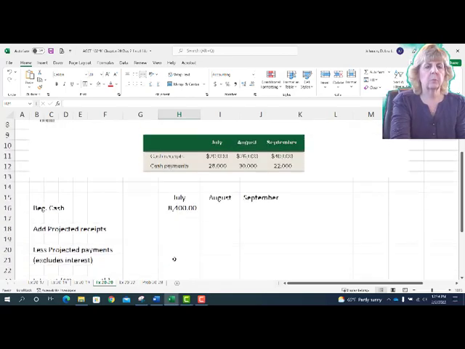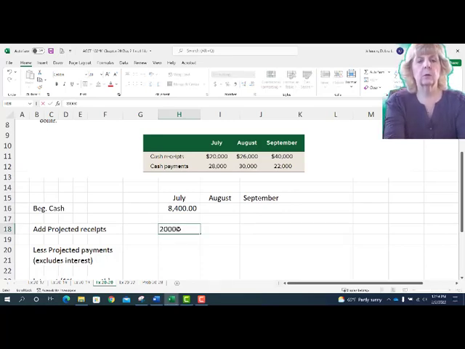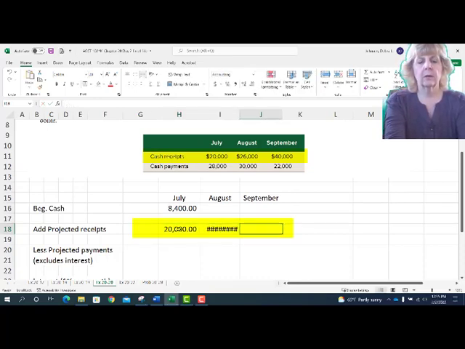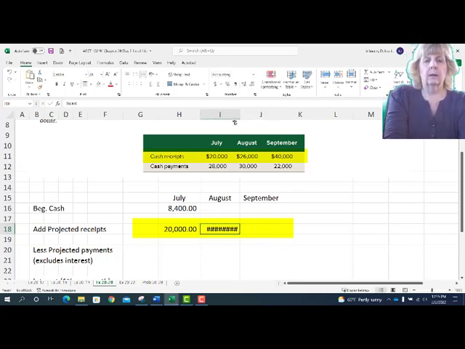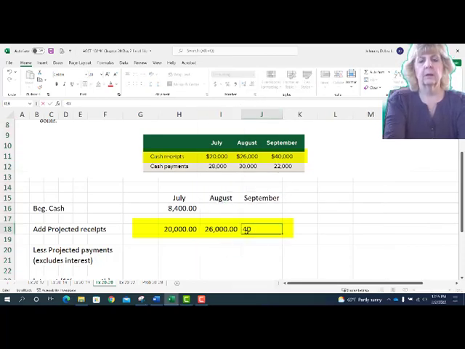So one of the most important items, in fact, one of the more difficult items, is the cash receipts and the cash payments. They gave that to us. So I'm just going to copy that down. 20,000 cash receipts in July, 26 in August, 40,000 in September. And let me widen these columns so that you can see the amounts. Let me get that last one in.